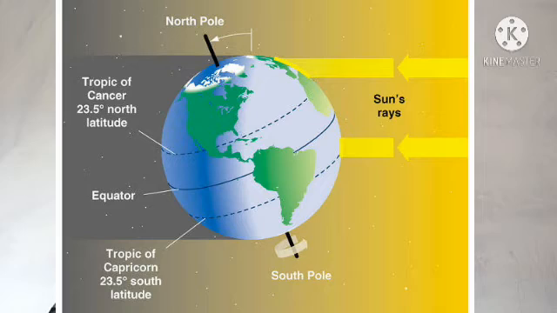The point at the top is called the North Pole, and the point at the bottom is called the South Pole. Like this, there are two poles of the earth, North Pole and South Pole.